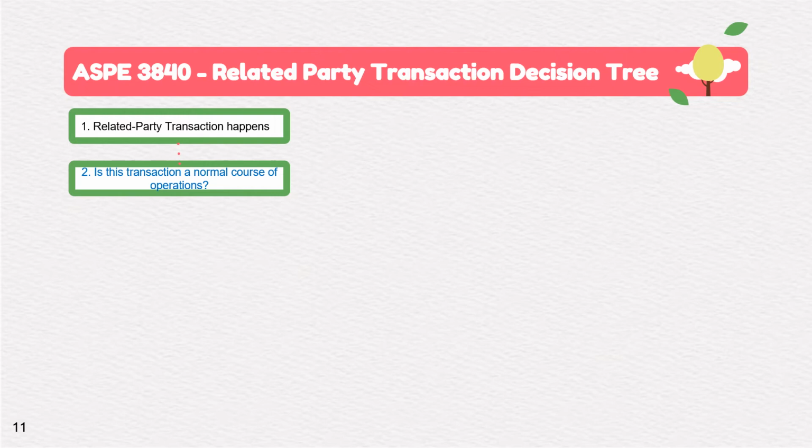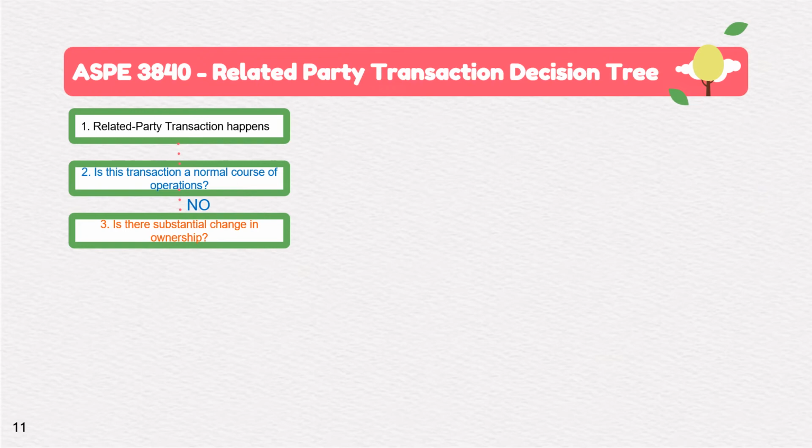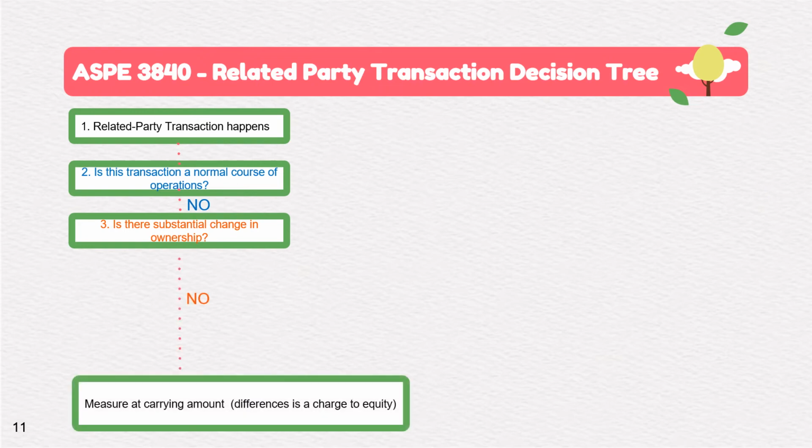Now we have to ask, is this transaction a normal course of operations? No. It's a window washing company that's selling a van. They don't normally sell vans to everyone. The next question we ask, is there a substantial change in ownership? Most likely, no. It's the same owner, there are no shares being changed. Therefore, we're just measuring all this at the carrying amount, and the differences should be a change in equity, not a change in margin like we read in the question.